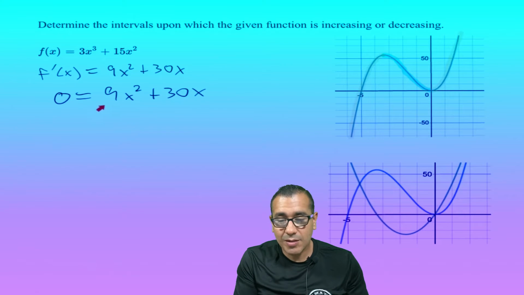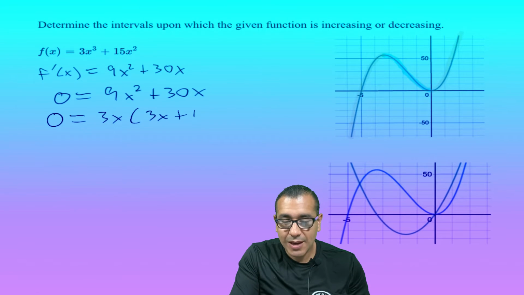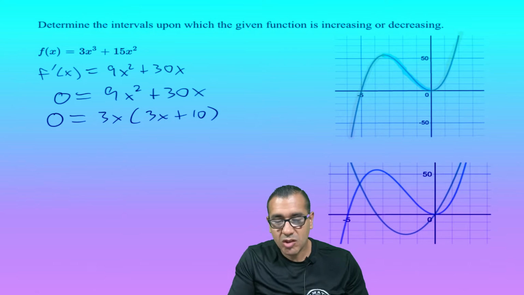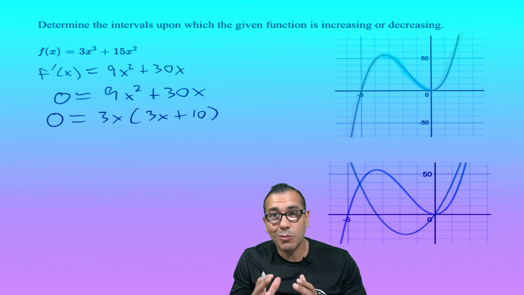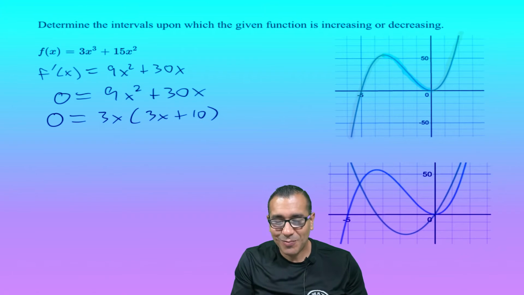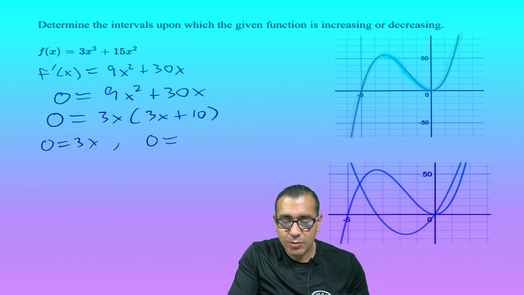So let's solve this. Let's factor out the GCF, which is 3x, and we're left with 3x plus 10. Again, remember, you can always check by multiplying, and if you multiply, it had better give you what you started with, or you messed up somewhere. Now we have our two factors, so let's take each one of those factors and set them equal to 0. We get 0 equals 3x and 0 equals 3x plus 10.